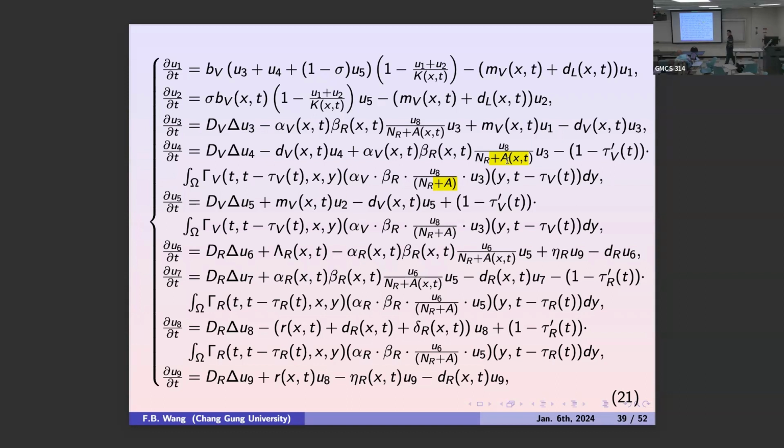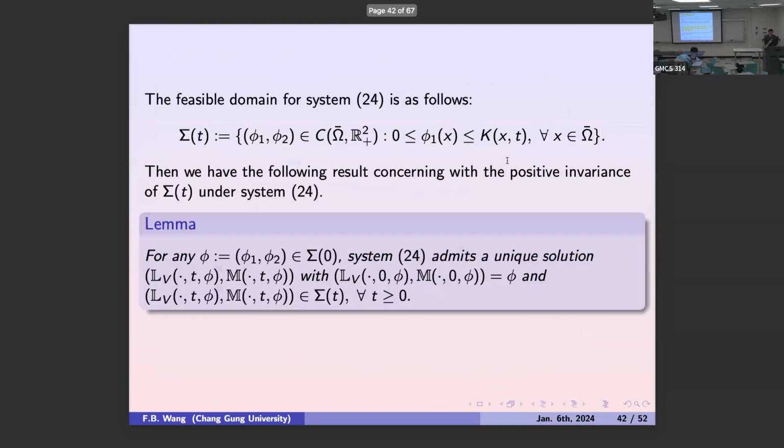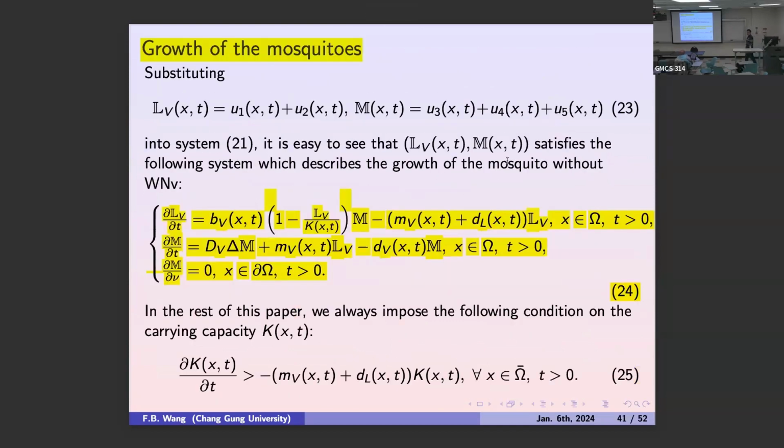M sub R is the total population of birds, and L is the alternative host, because the mosquito can bite other animals. Mathematically it should be more reasonable, and if we introduce this term, it will be easier, because we don't worry about whether this term will go to 0. So again, we can study the mosquito equation and then define the index for mosquito.